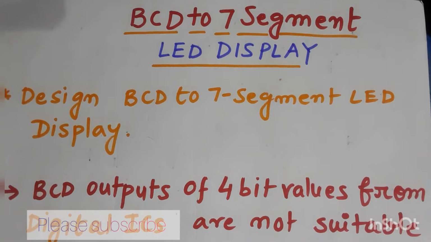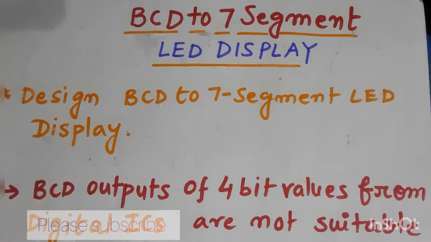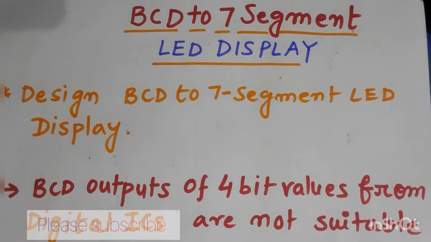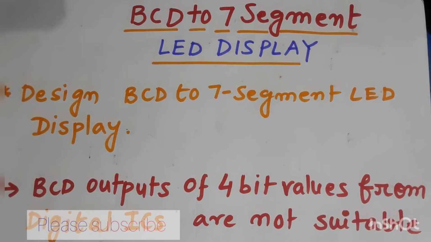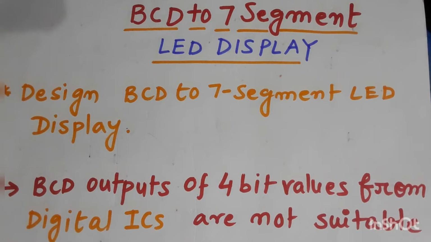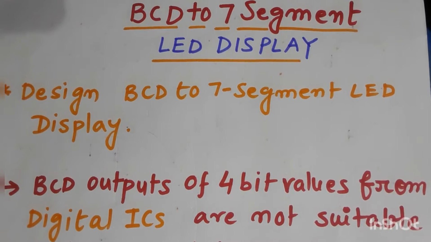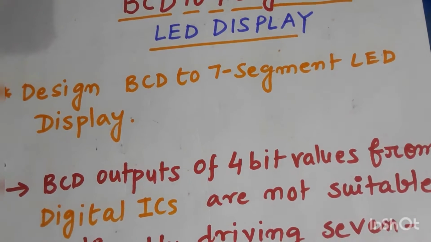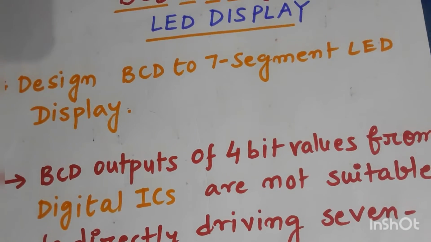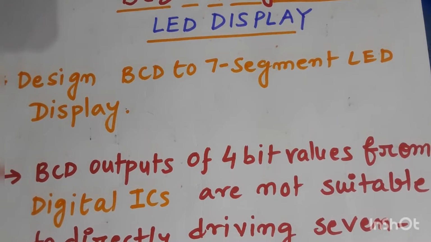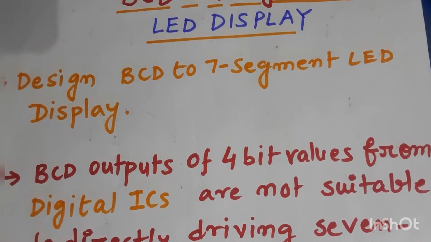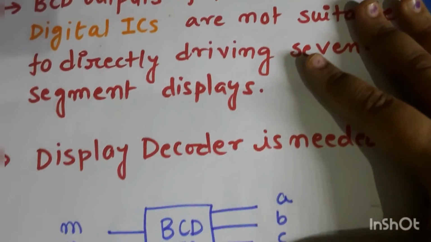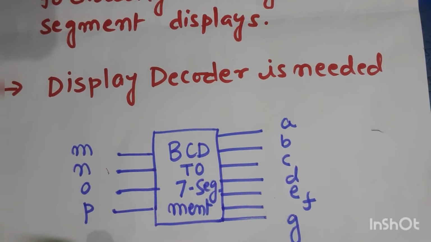Today we are going to design a BCD to 7-segment LED decoder. The BCD output which comes out of the digital ICs cannot be directly driven to the display units. Where do we use display units? We use them in computers and in calculators. So we cannot drive the BCD output directly to them. For that purpose, we use a display decoder. So here is the display decoder.